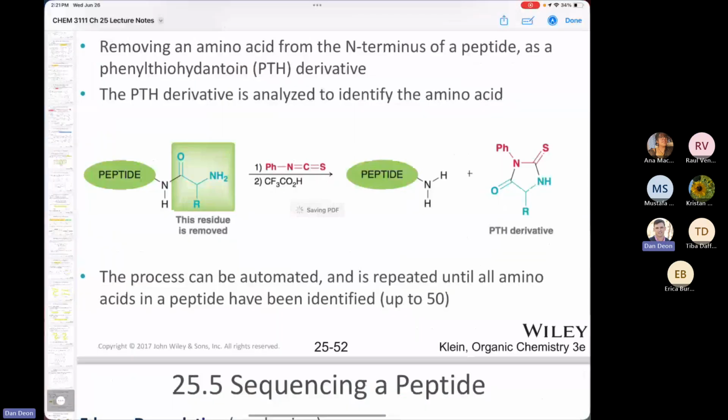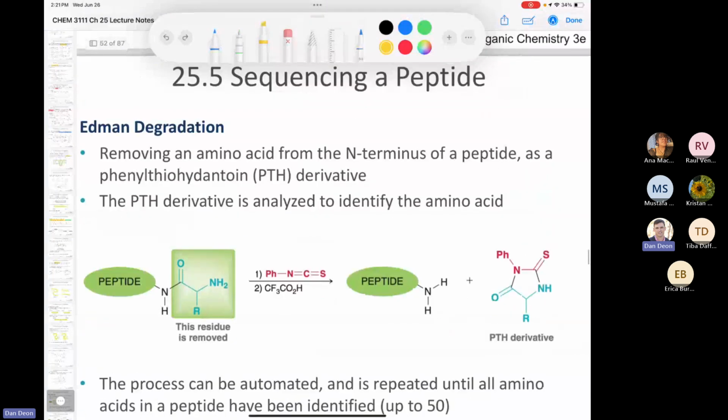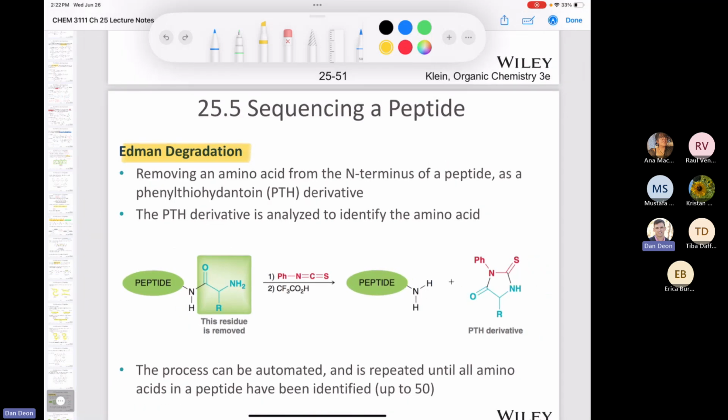All right, so let's move on to section 25.5, which deals with sequencing a peptide, or basically determining the order of amino acids in a peptide. One of the ways we can do that is using a technique called the Edman degradation. The Edman degradation is a two-step process. It involves removing one amino acid from the N terminus of a peptide as a phenylthiohydantoin, or a PTH derivative. And the PTH derivative is then used to identify the amino acid.